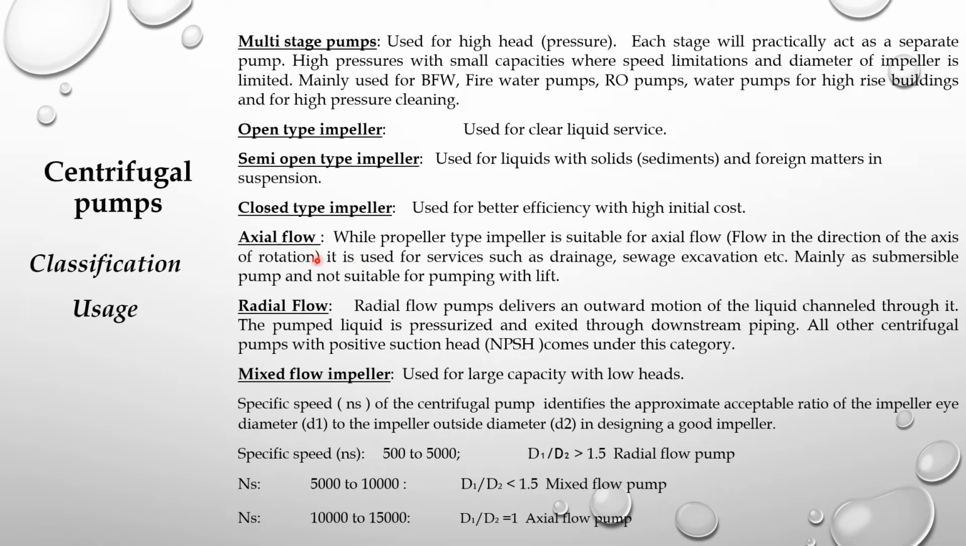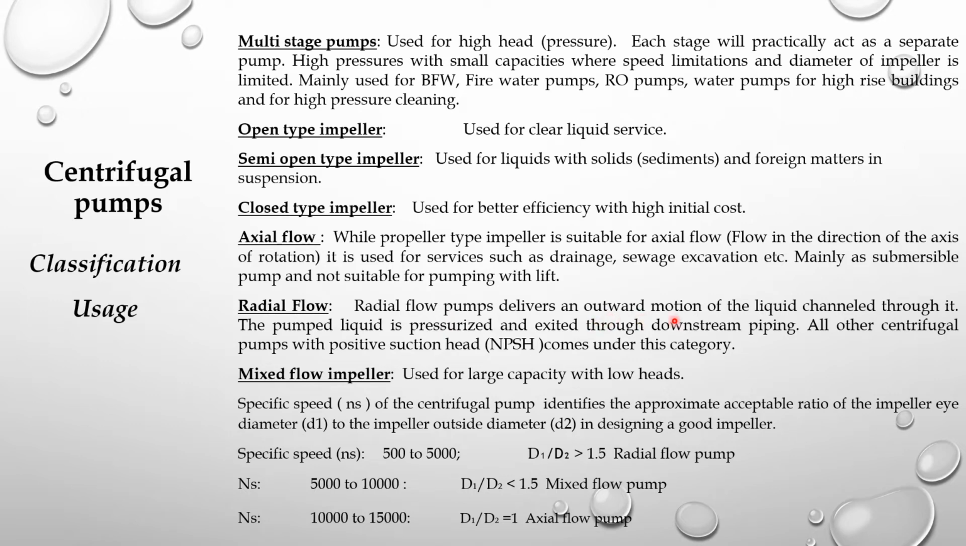Now we can see the flow difference. Axial flow: a propeller type impeller is suitable for axial flow in the direction of the axis of rotation. It is used for services such as drainage, sewage, excavation, mainly submersible pumps. And it's not suitable for pumping with lift. For high pressure pumping with lift, it cannot be used. This submersible pump normally has axial flow.